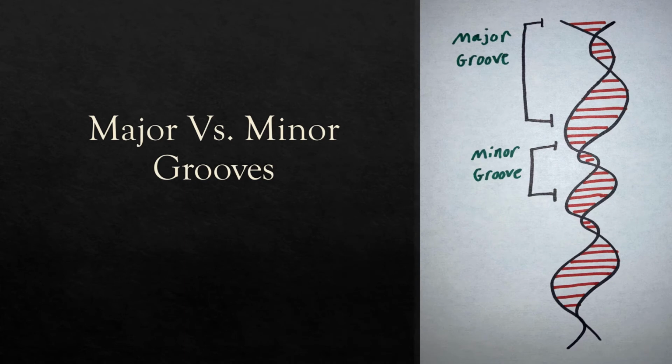In the model for DNA structure, there are two components known as major and minor groups. The major groups form when the phosphate backbones are far away from each other, whereas the minor groups form when the phosphate backbones are close to each other, as shown here.